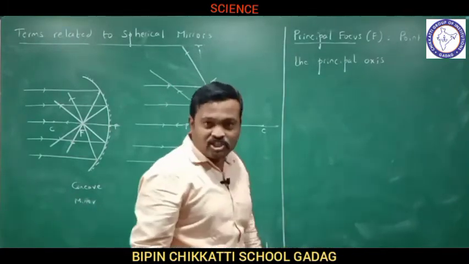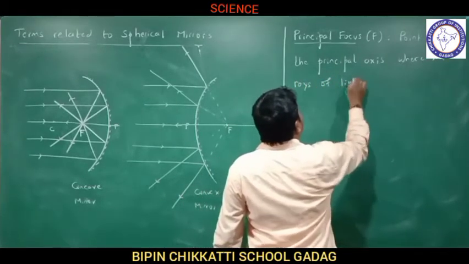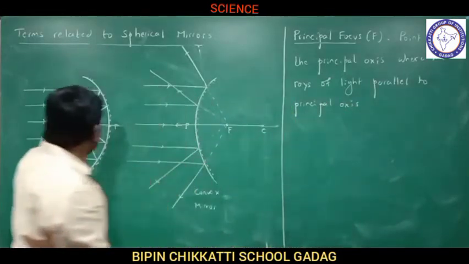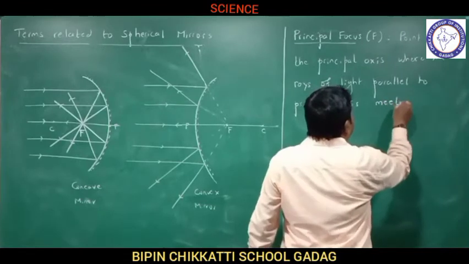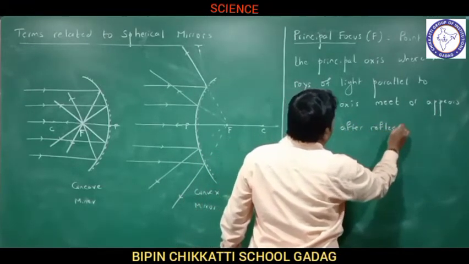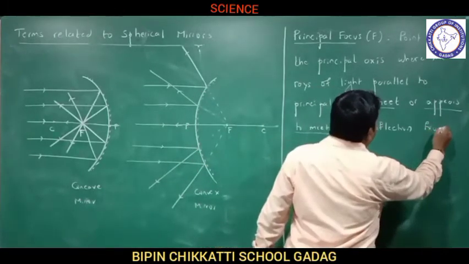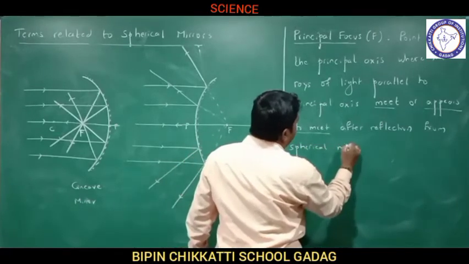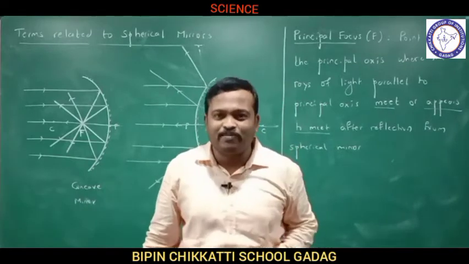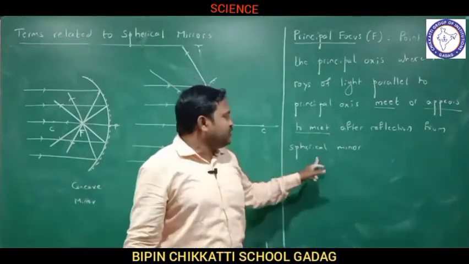What is principal focus? It is a point on the principal axis where the rays of light parallel to principal axis meet or appear to meet after reflection from a spherical mirror, so that point is called the principal focus. Simple. First of all, what is principal focus? It is a point on the principal axis where the rays of light parallel to principal axis meet or appear to meet after reflection from a spherical mirror, right?